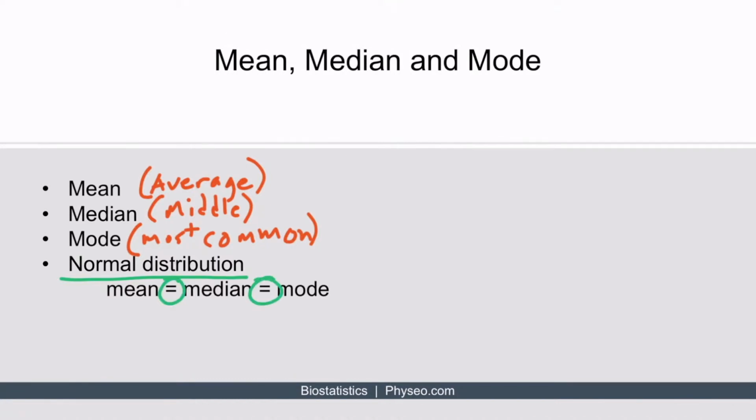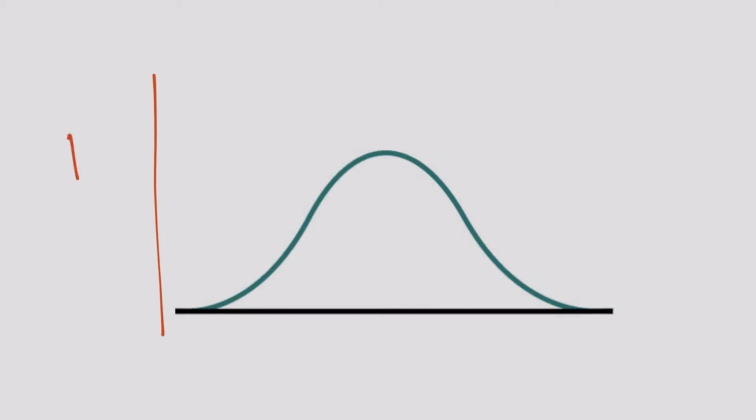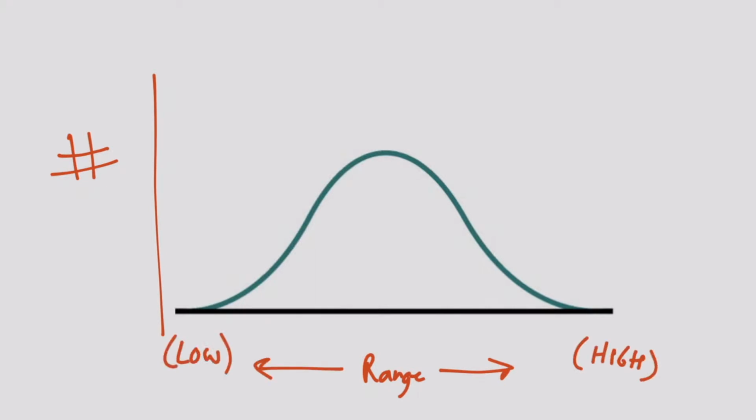Let me draw this out briefly to show you why. So along the y-axis, we have the number of data points. And then you have the x-axis providing the range of results. You have the high end and the low end. In a normal distribution of data, most of the results will appear here in the middle, which is why the peak is highest here in the middle. So let's do an example.